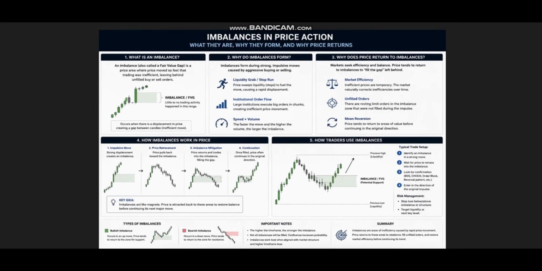Now, this could be because of liquidity grabs, stop hunts. It can also be because of institutional order flow, large orders being placed. So the faster the move and the higher the volume, the larger the imbalance becomes. And the markets always seek efficiency and balance, so price usually trends and returns to the imbalances to fill the gap.